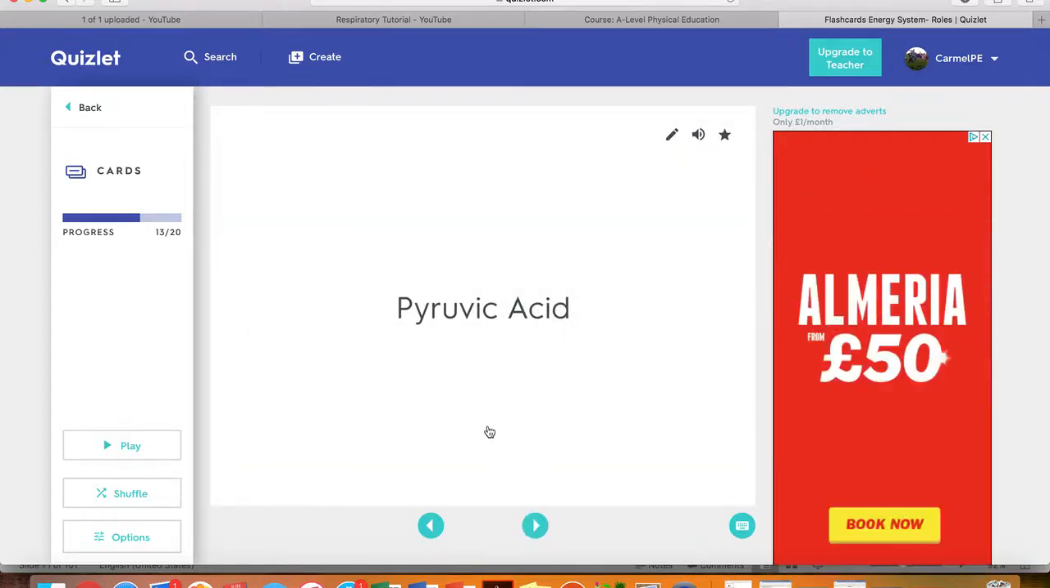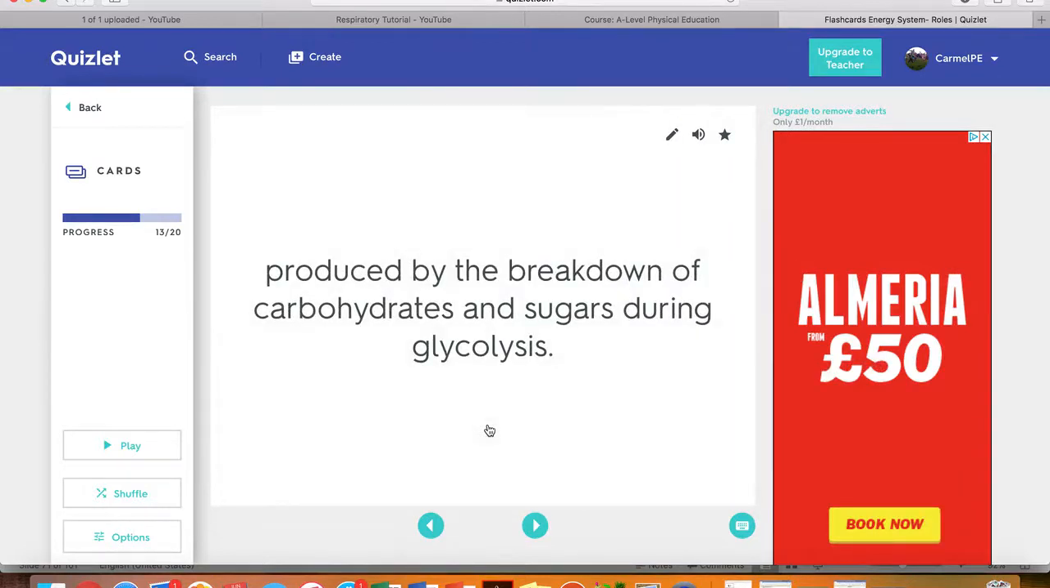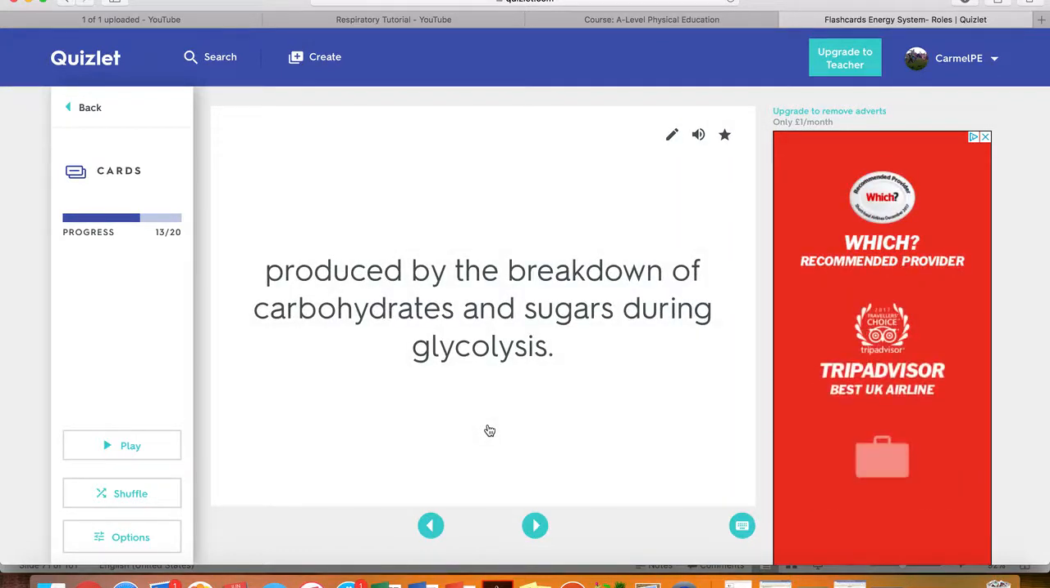Pyruvic acid is produced at the breakdown of carbohydrates during glycolysis.